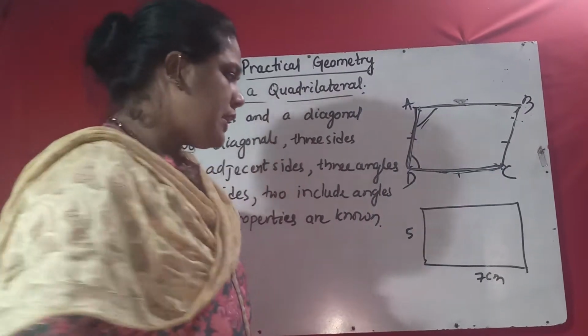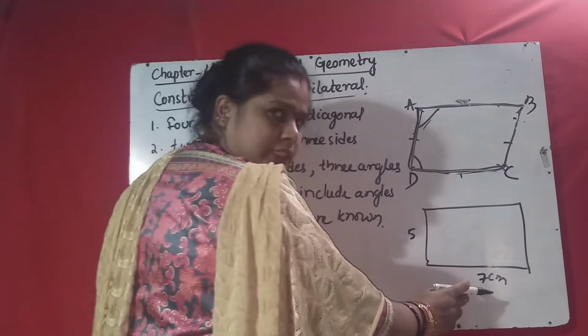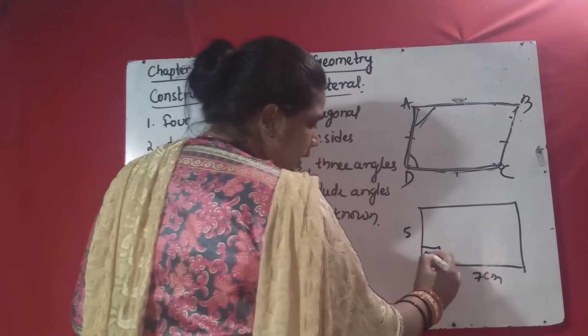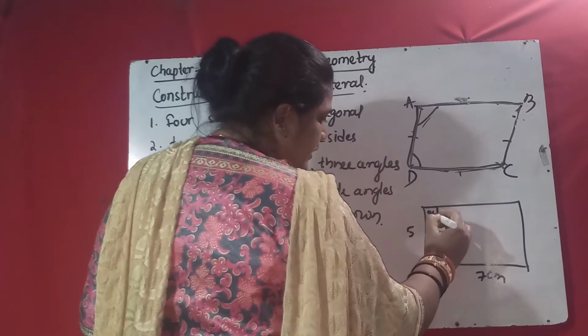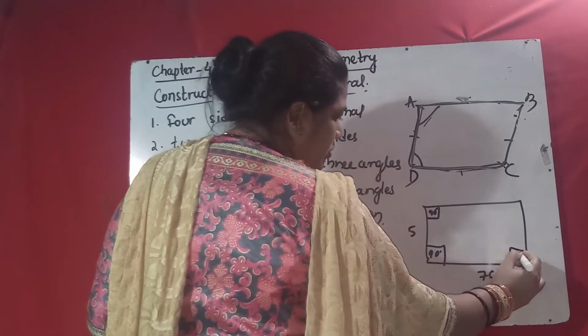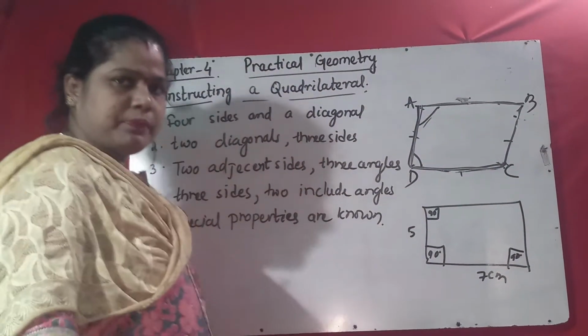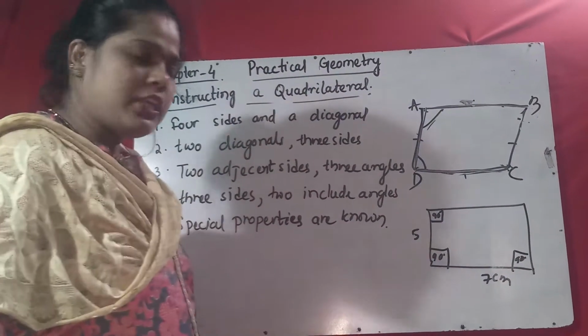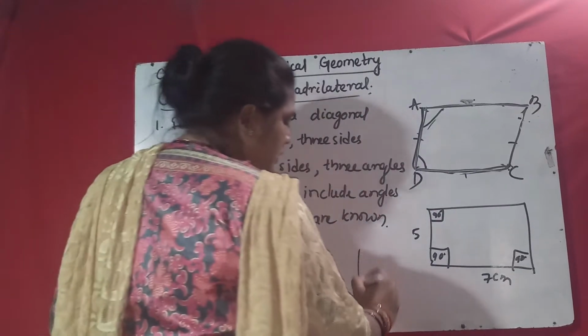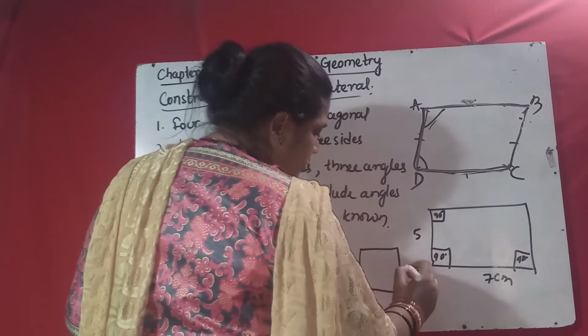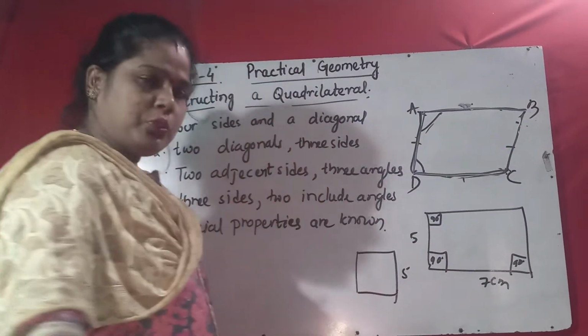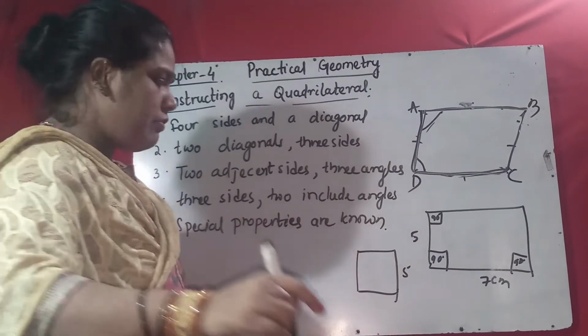But we know that these are 2 adjacent sides. We know that a rectangle has all angles 90 degrees. So we got 5 pieces of information. Suppose you are asked to draw a square whose side is 5 cm. You say 1 piece of information. No, here also we have 5 pieces of information.